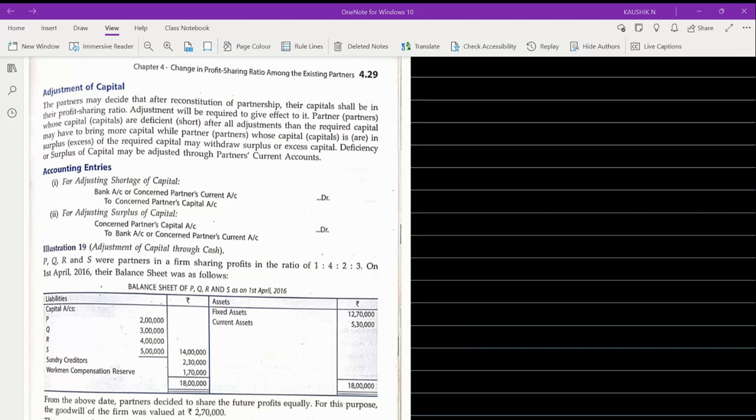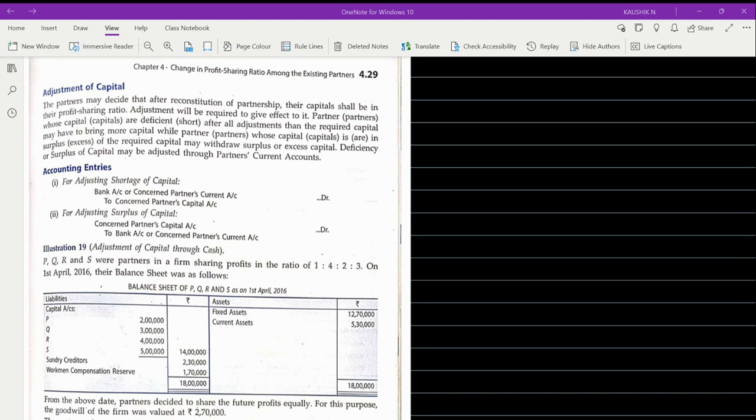Yes. So the topic which we are going to discuss now is adjustment of capital. Basically, this concept is when any changes happen in the profit sharing ratio, either among the existing partners or at the time of an admission of a partner, they will also decide what should be the capital of the overall firm, and in what ratio, based on the incoming partner's share or the old partners' share of profits.